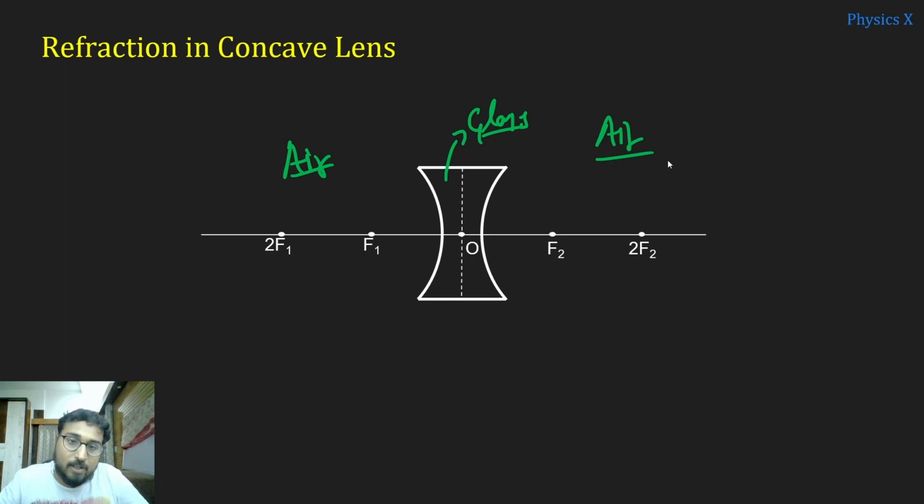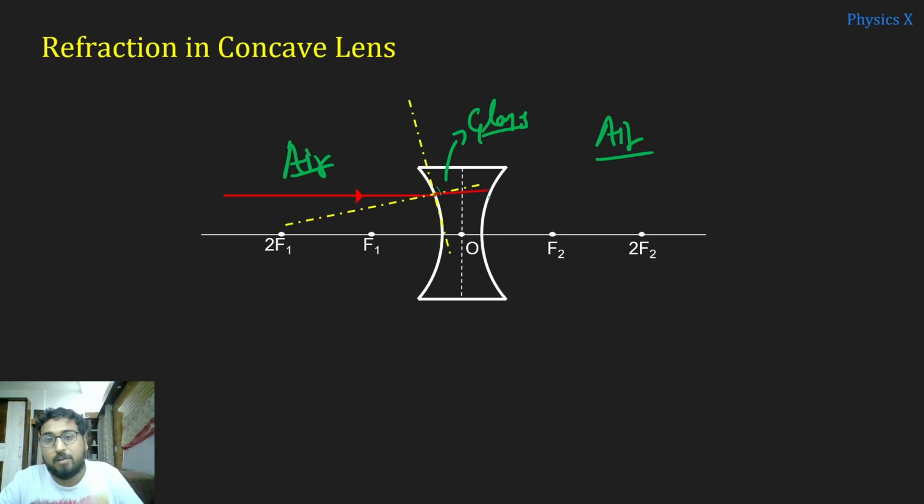So what happens is, suppose an incident ray of light is coming from the air medium. Again I will draw the surface. This is your surface tangent at this point of incidence, and this is your normal. So what happens? The refracted ray moves towards the normal.